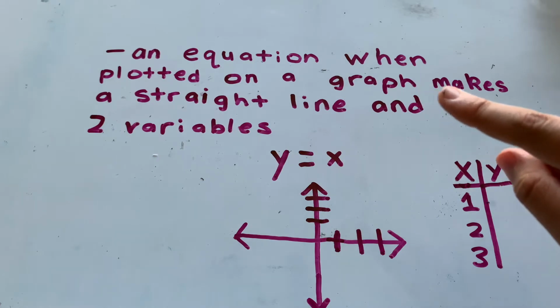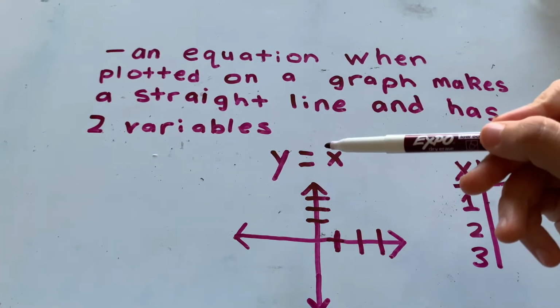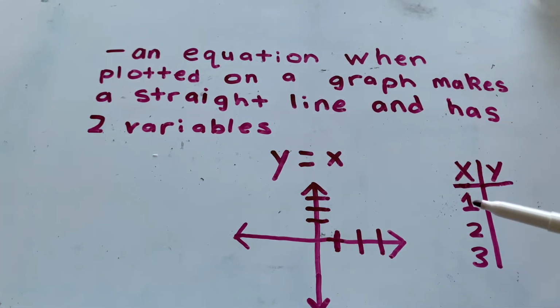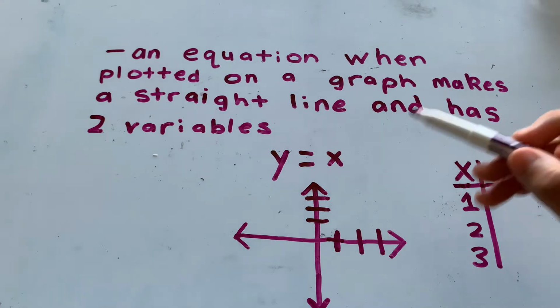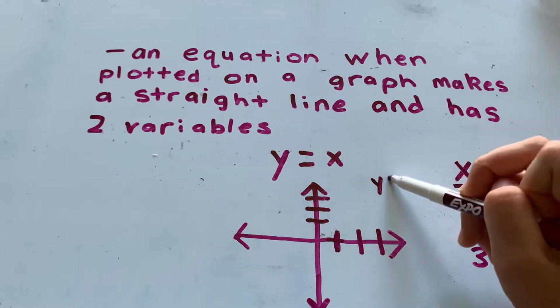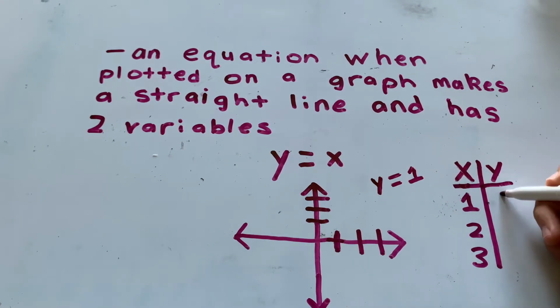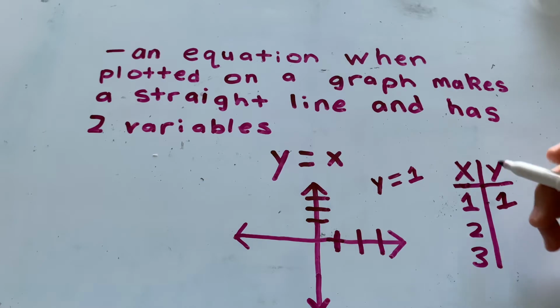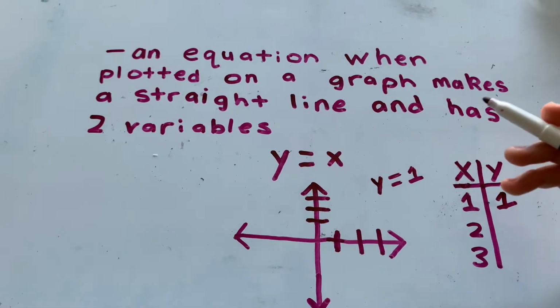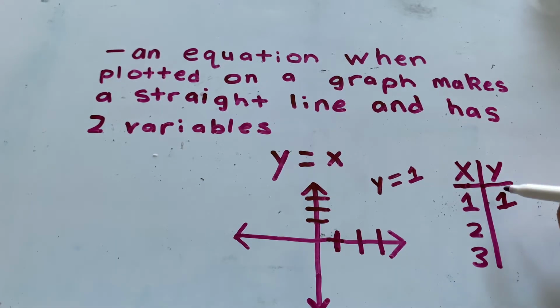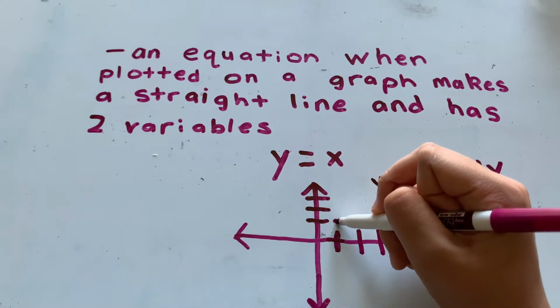So I gave an example here with y equals x. I'll plug in the x value from this table right here. So y equals 1 when you plug in x equals 1. So we'll plot 1 for y right there. And then we'll plot it onto the graph, which is 1 comma 1, so right there.